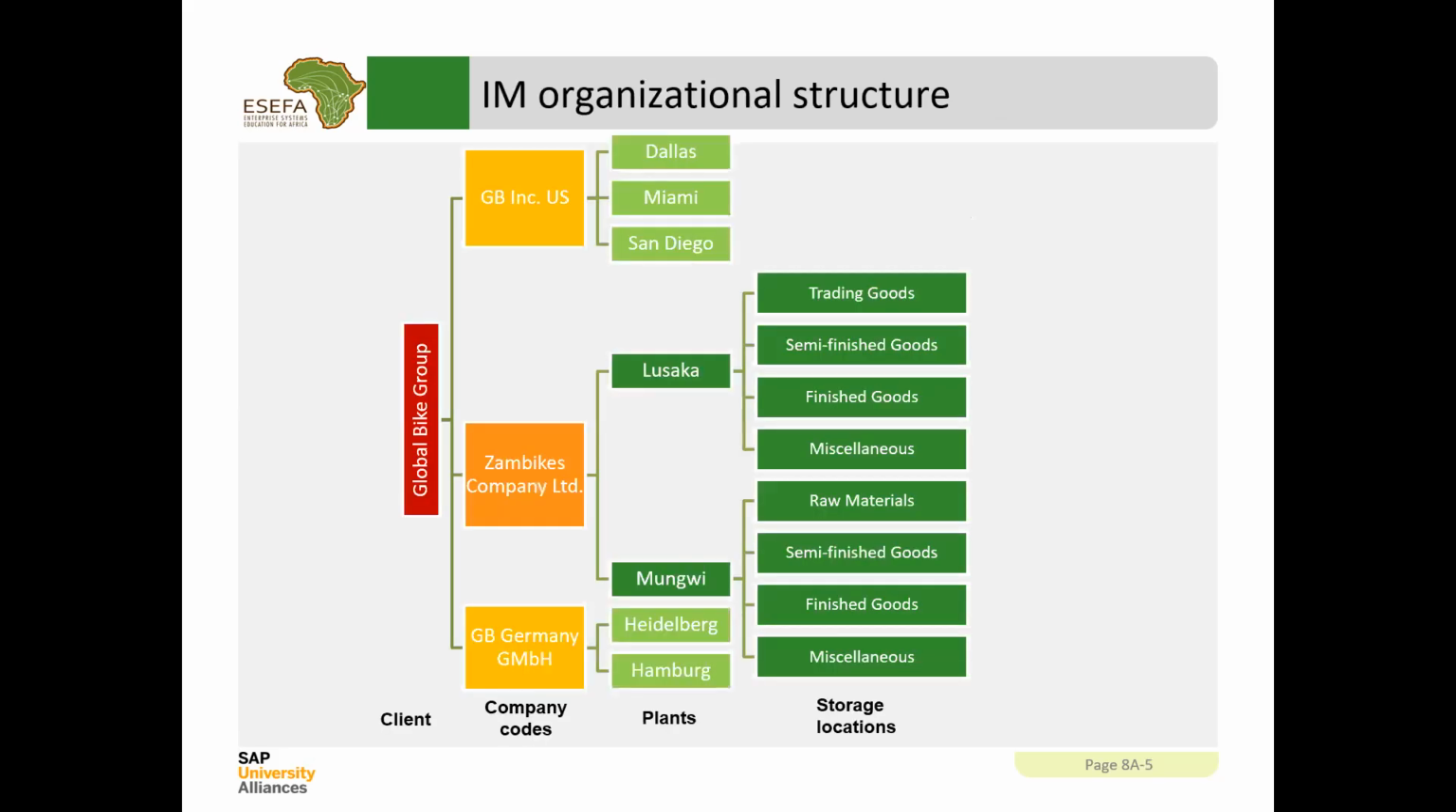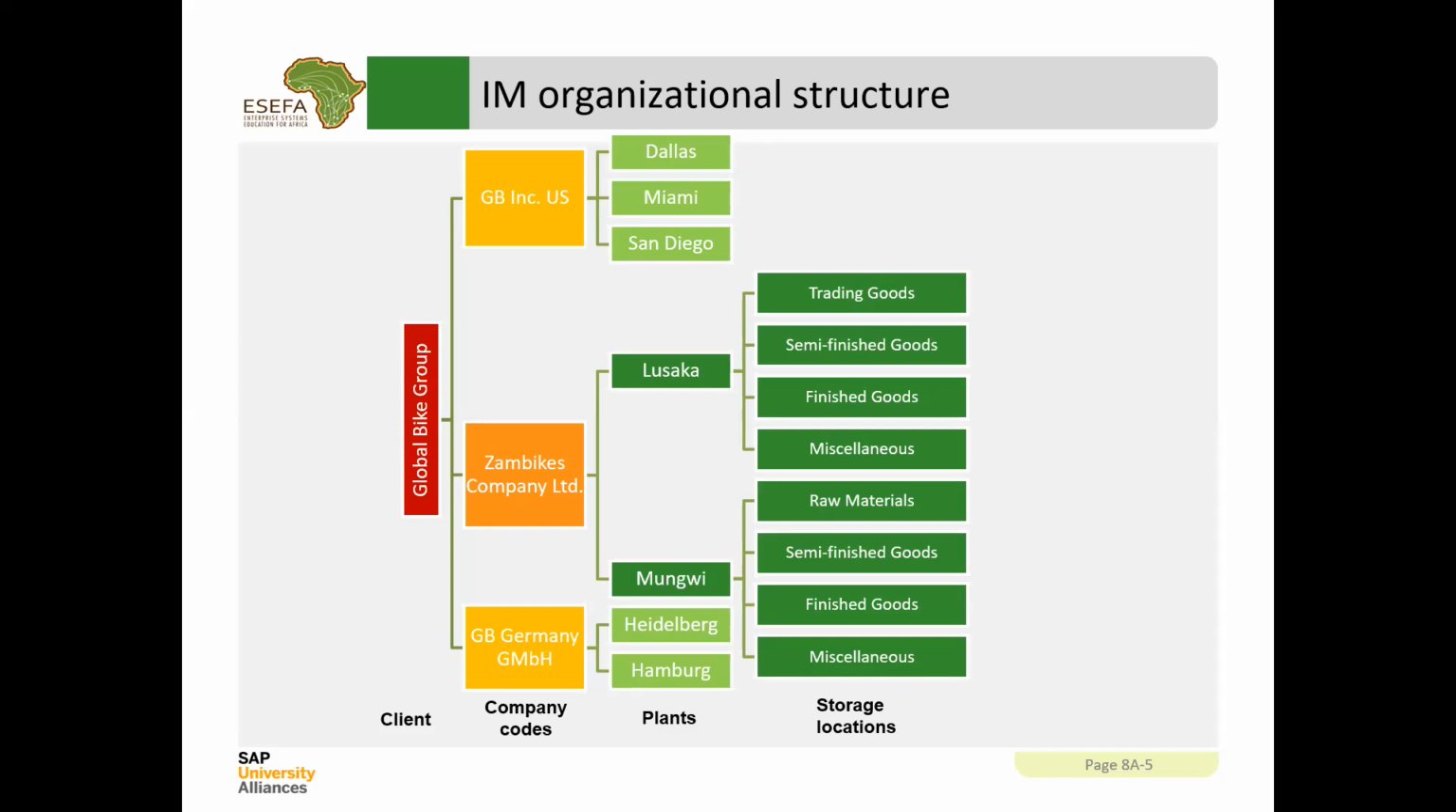Now, we all know that the design bike case study that we are using belongs to the global bike group. So the global bike group is the client. The company code is design bike company limited, with two plants. There are two plants under the design bike company code. So a company code can have more than one plant. I think we've established that a couple of times. So we have two plants: we have the Lusaka and we have the Mungwi.